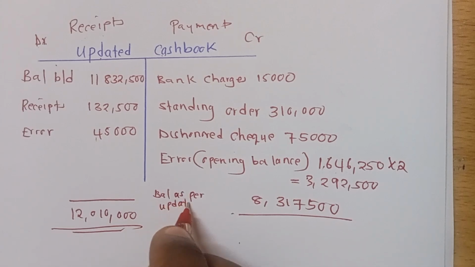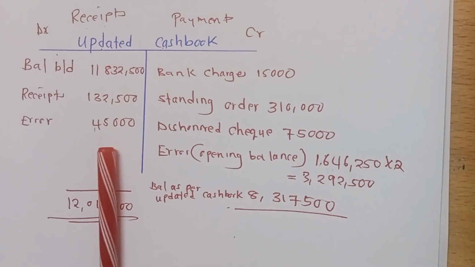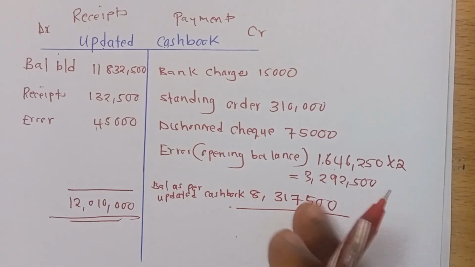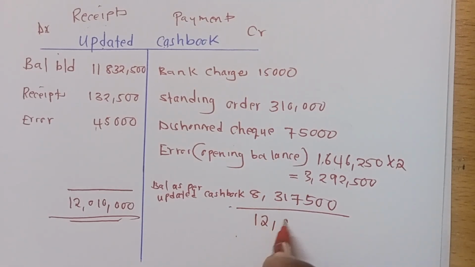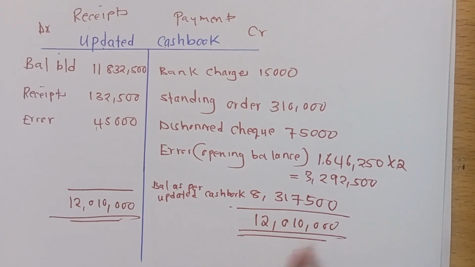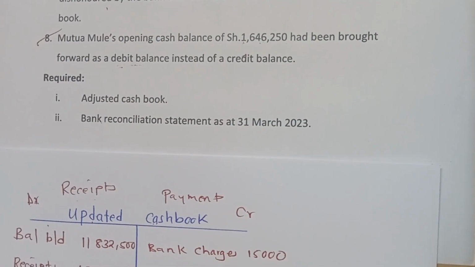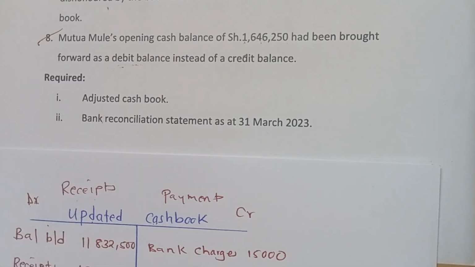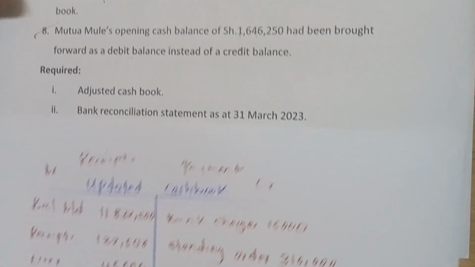So that is the balance as per updated cash book. Therefore, if you add all these balances on the credit side, it gives you 12,010,000 shillings. Now we go to item number 2, because the questioner says we are required to prepare an adjusted cash book, which is this one we have prepared, and then a bank reconciliation statement as at 31st March 2023.